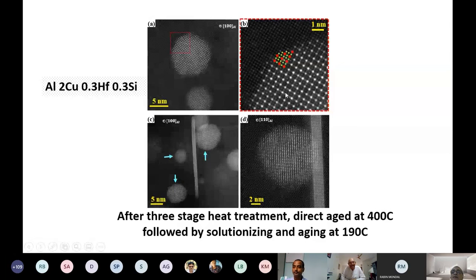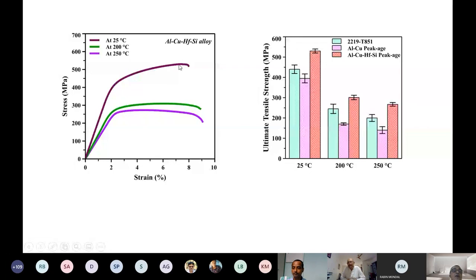And if you have copper in it, this is a copper precipitate. And again, it is the same story: the L1₂ precipitate is nucleating the theta prime. And the strength value at 25 degrees is fairly high. Actually, UTS is 500 megapascal. And at 250 degrees centigrade itself, you get about 250.